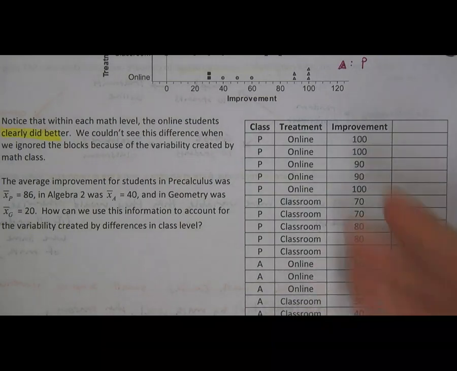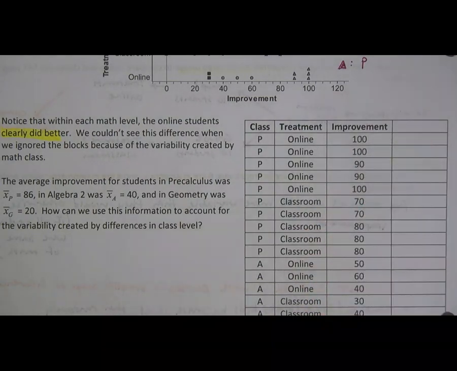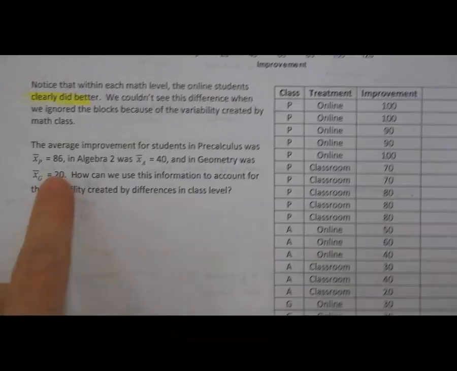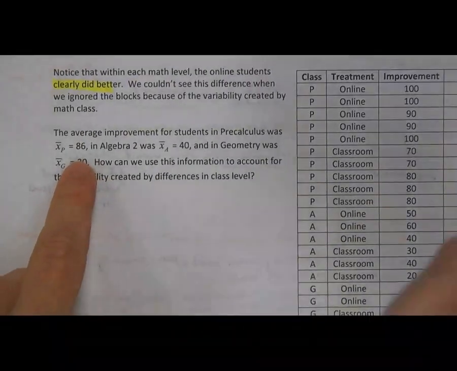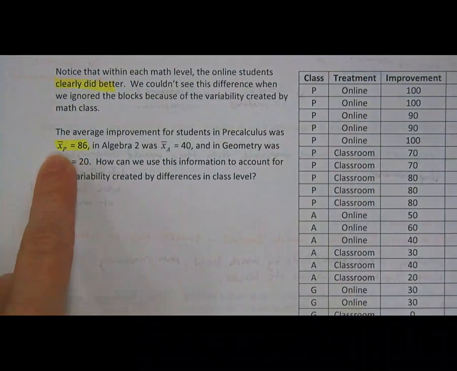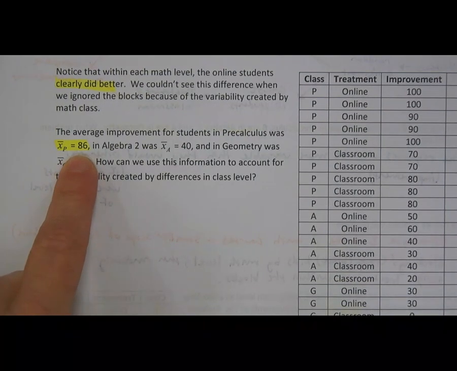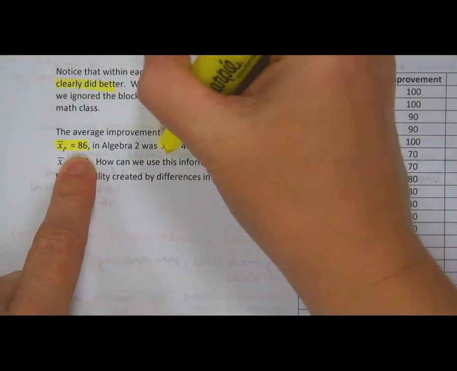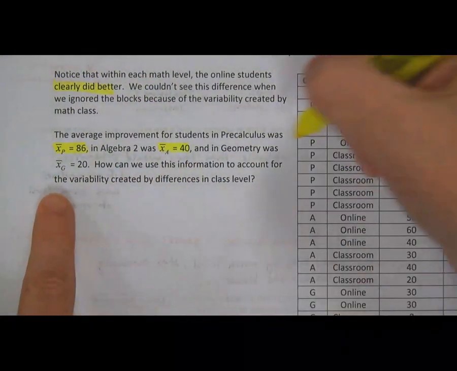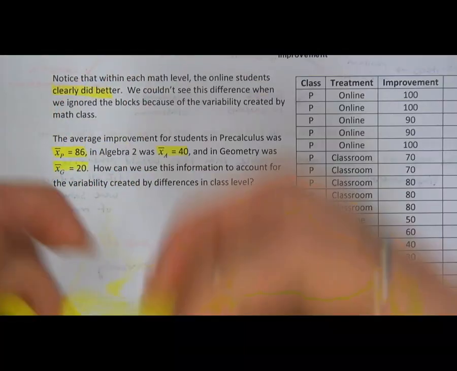I don't really know why this is here again, other than it just tells you that the average improvement for students in pre-cal class was, you'll learn all of these symbols later, but that's the mean of the sample. So the average improvement is 86 for pre-cal. The average improvement for Algebra 2 is 40 points, and the average improvement for geometry is 20.